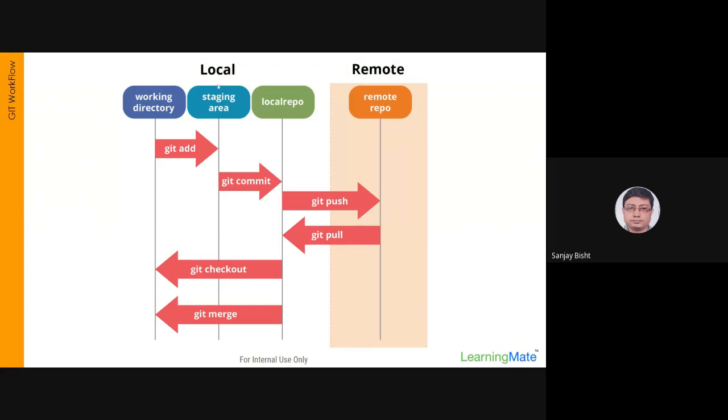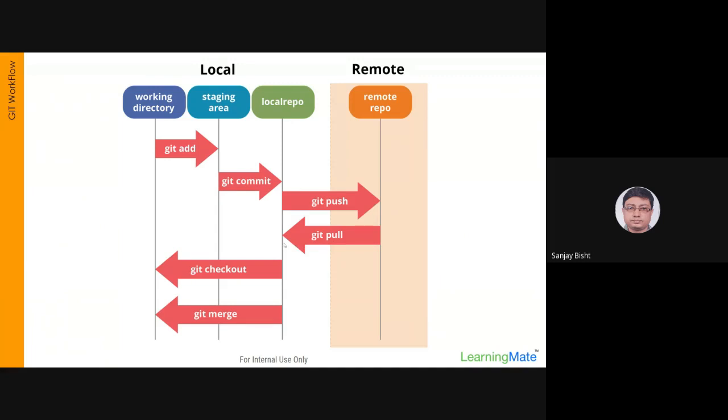So there is something called a working directory and a staging area. These three are not something physical. You will not see different folders for them, but they will be maintained internally by Git itself. Internally, it is managing which files are in the working directory, which are called unstaged files, which files are in the staging area, which are called staged files, and which files are already committed, which are in the repository. You will not see them physically as different folders.